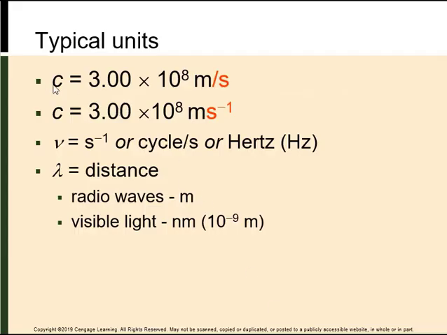Again, looking at those units, the speed of light 2.998 is often rounded to 3.00, so 3 times 10^8 meters per second, or it can be written m s^-1, which just means per second. That also means cycles per second, or hertz, for our frequency. And then lambda is our distance, our wavelength. Radio waves can be measured in meters, visible light in nanometers.